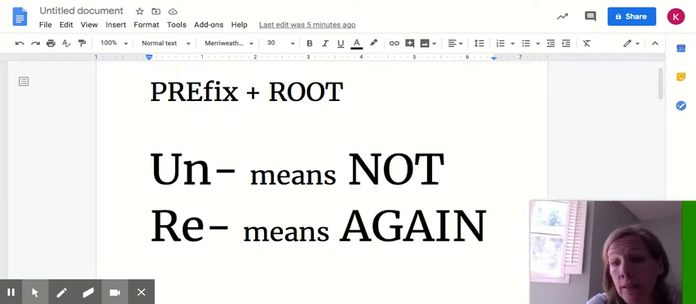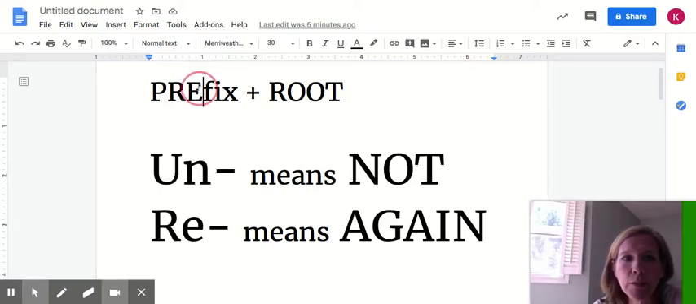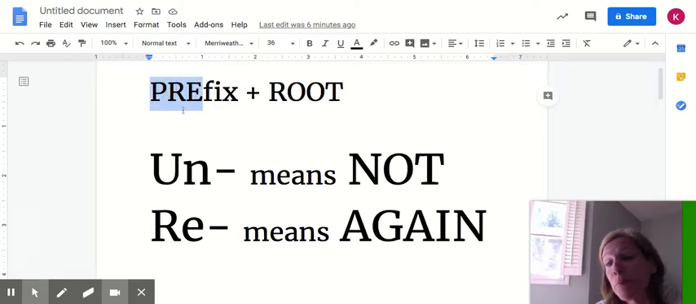And again, remember that all of our spelling words have a prefix. Even the word prefix has a prefix, doesn't it? Because this pre means before, right? So we know that a prefix comes before a root word. All right. On Monday, we really concentrated on the un words, and we said that un means not.